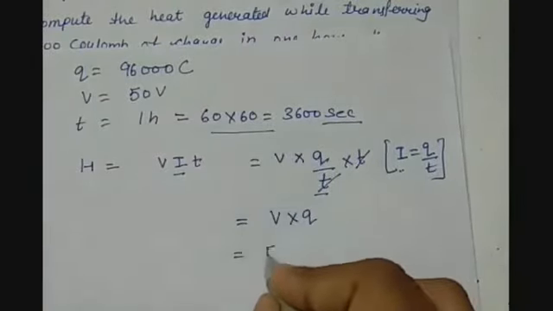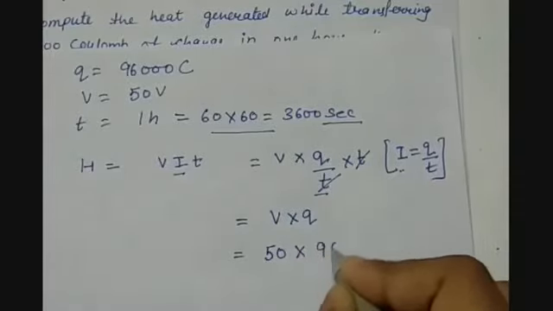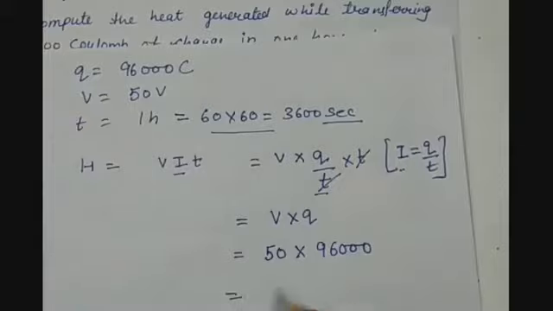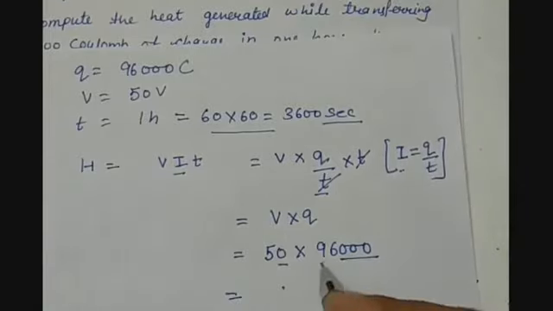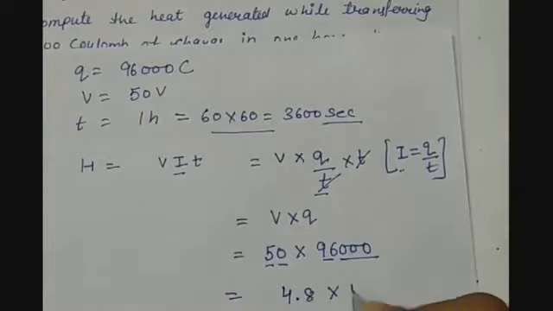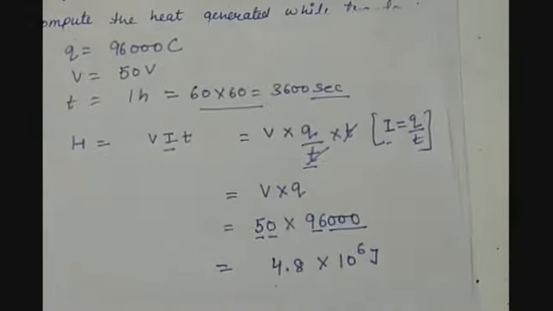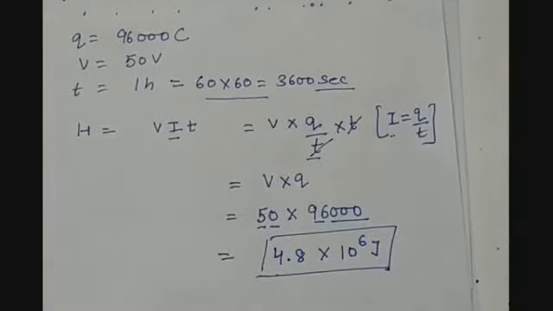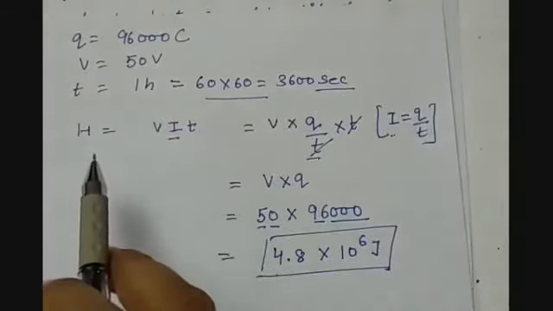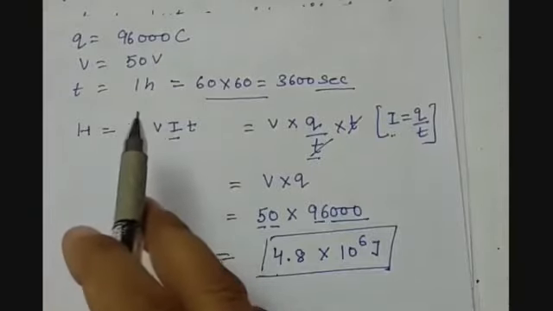So we have 50 volts and charge is 96000, and this value comes out to be, with 4 zeros, if you are multiplying, 480. So if we put a decimal here, then it will be 4.8 into 10 raised to power 6 joules. So this is the amount of heat generated while transferring 96,000 coulomb of charge through a potential difference of 50 volts in 1 hour.